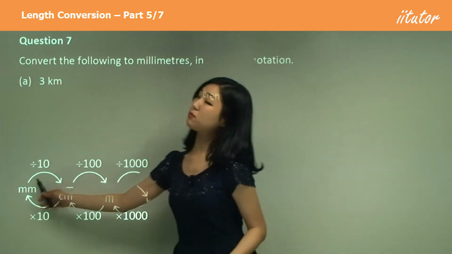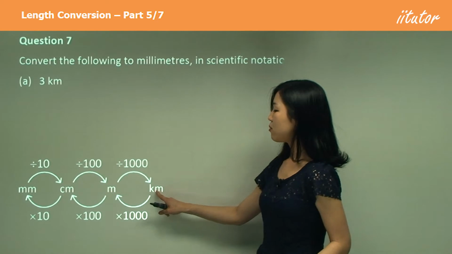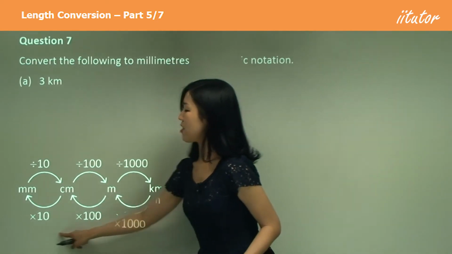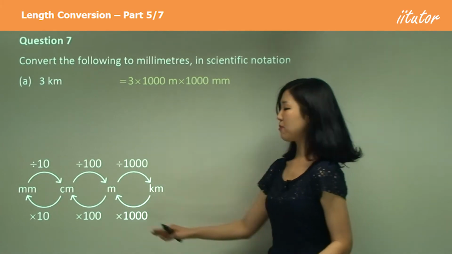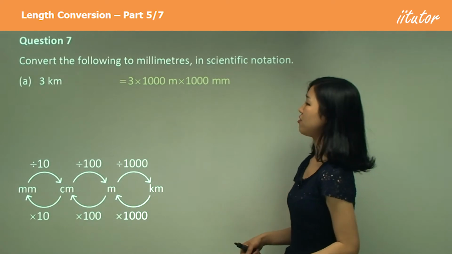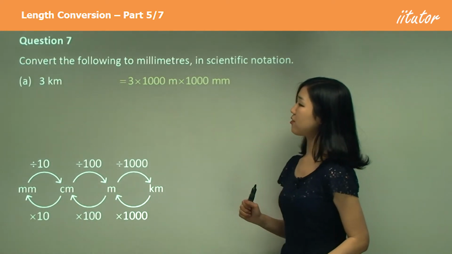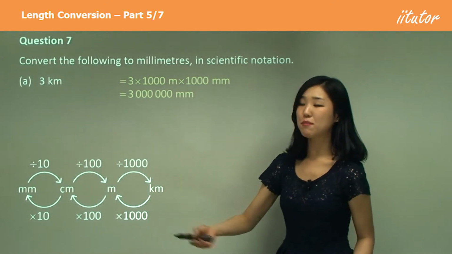Larger unit to a smaller unit, what do we do, guys? Multiply. But we need to multiply by 1,000 and 1,000 again. So we need to multiply by 2 lots of thousands. I'm just going to count this as 1,000, not 1,000, because you guys are used to that. So how many zeros do we have after the 3? 6. So 3 million millimetres.